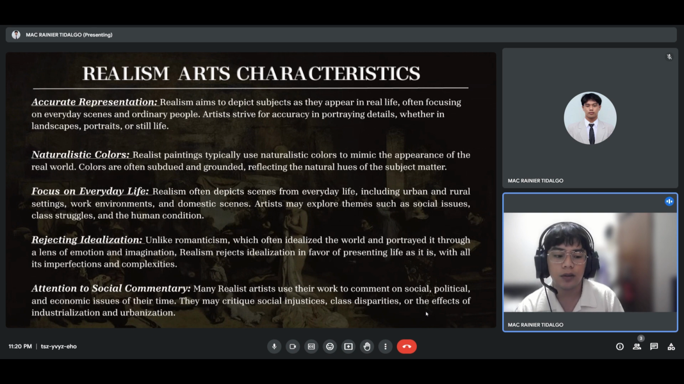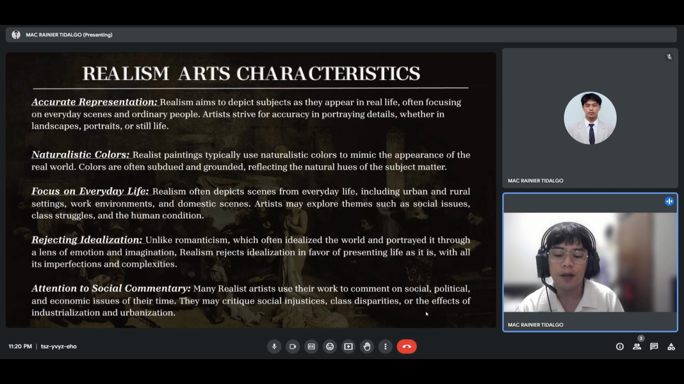realism also really focuses on the everyday life of the people, where it depicts life in urban and rural settings or areas, and also the work environments of each and everyone, and also domestic scenes. So artists in this era also have themes such as social issues, the human condition, and class struggles in that period of time.